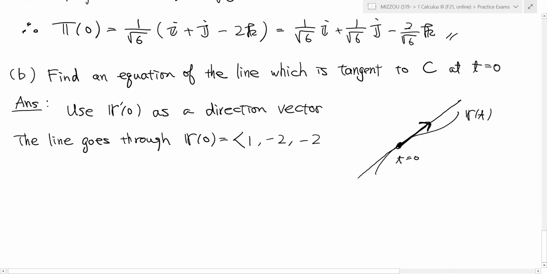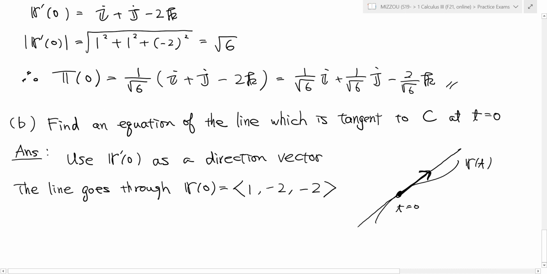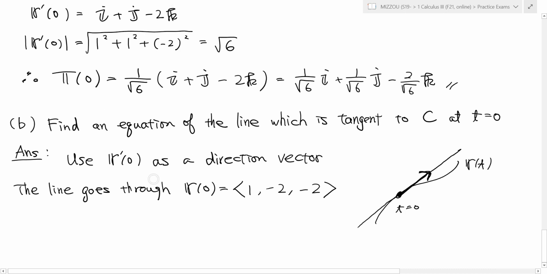Well, strictly speaking, this corresponds to the position vector the line goes through, but it doesn't really matter. We often identify a vector with its corresponding position vector at the point. But anyhow, the upshot is the tangent line has r prime 0 as a direction vector. R prime 0 is what? 1, 1, negative 2. Sorry.